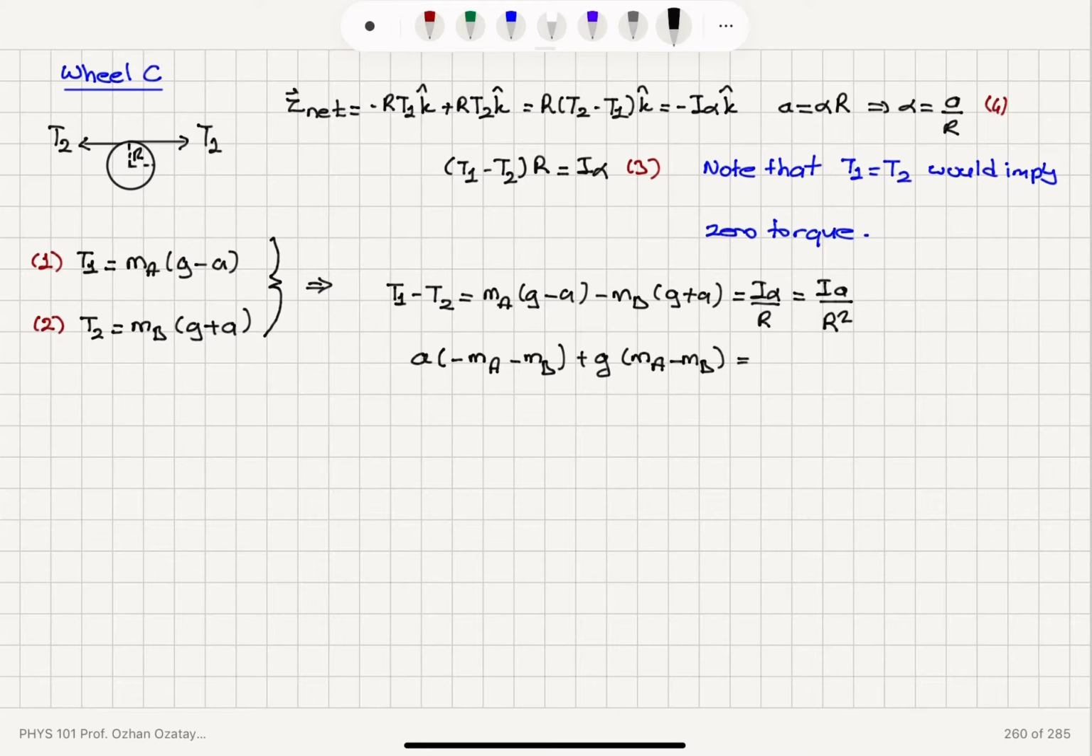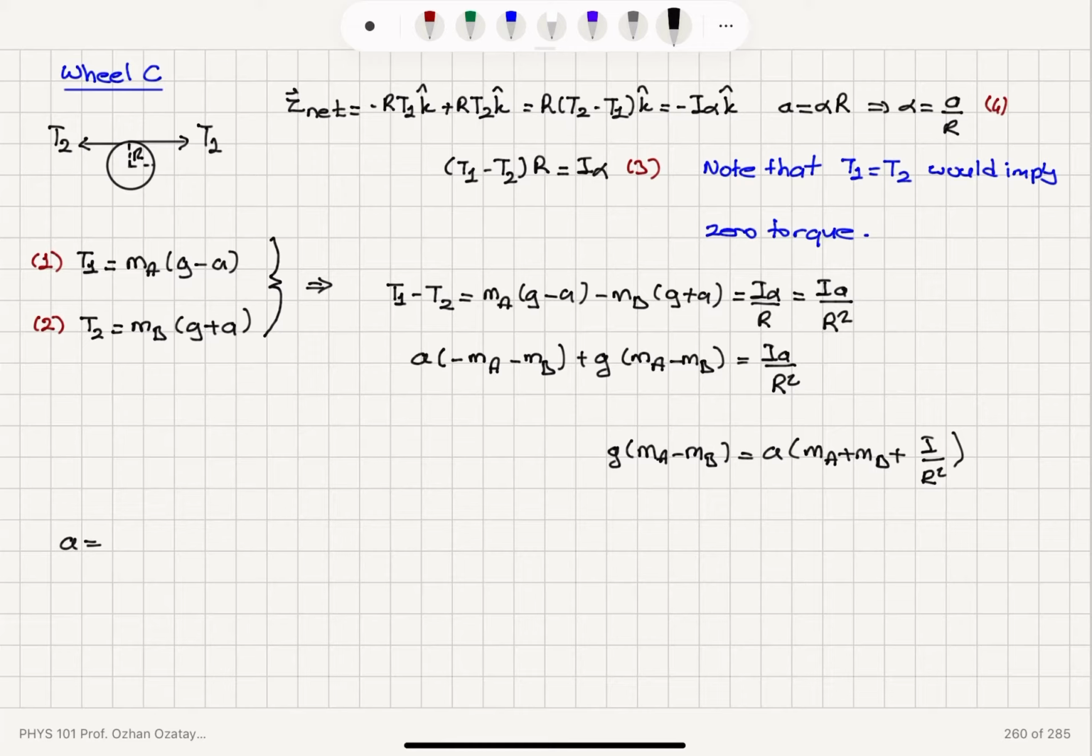This is equal to I A over R squared. So let's put everything together on the right hand side for acceleration. We will be left with G times (MA minus MB) on the left hand side. G times (MA minus MB) is equal to acceleration times (MA plus MB plus I over R squared). So we can now write our final result for acceleration symbolically.